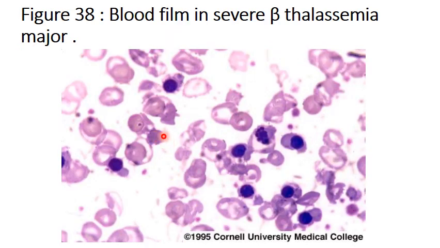Another blood film in severe beta thalassemia major. This shows marked anisopoikilocytosis, and marked nucleated RBCs are seen.